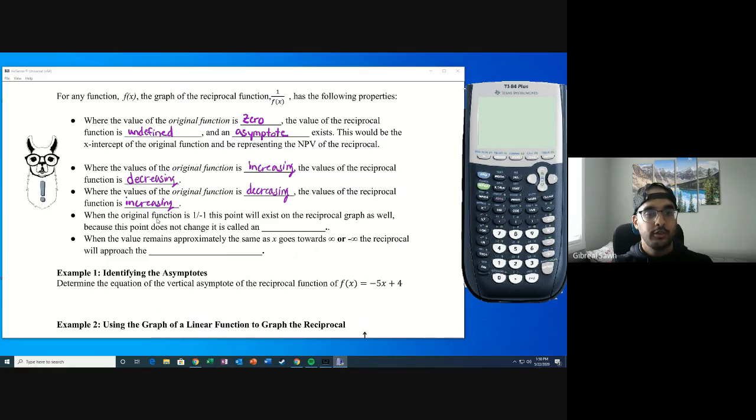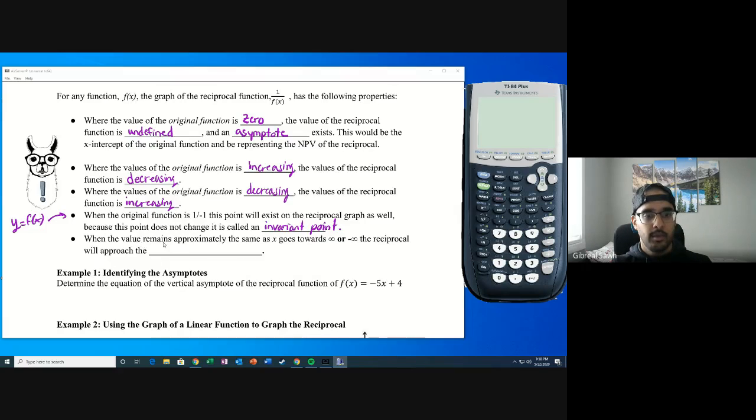Okay, when the original function has a value of 1 or -1, so not the x, this is talking about the y. So this is talking about y or f of x, the actual value, the output. So when the original function is 1 or -1, this point will exist on the reciprocal graph as well. Because this point does not change, we call it an invariant point. Invariant point. Okay, it's a point that's on both graphs, original and reciprocal.